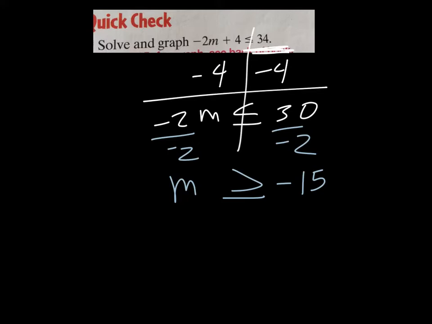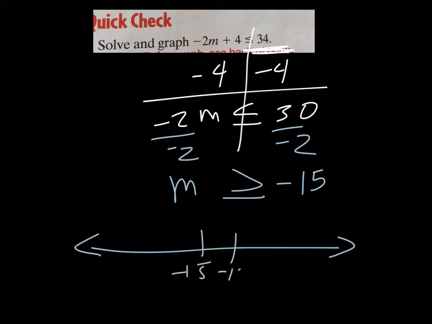Now the thing is here, this time I don't have to use the mirror trick because my variable is already on the left side. So I'm going to go ahead and make my number line. Negative 15, negative 14. Be careful when you make your number line there, right? Negative 16. And greater than or equal to, so it's a filled in dot. And this time heading to the right. So there's your answer for our quick check number 2.